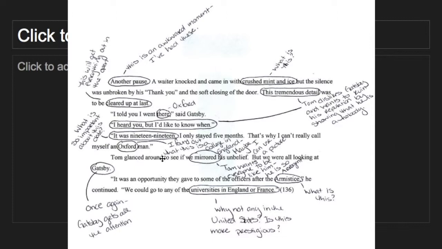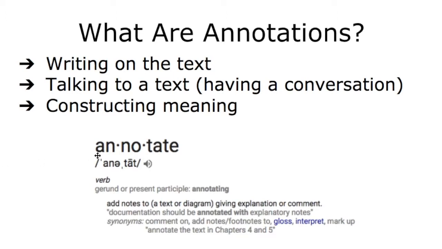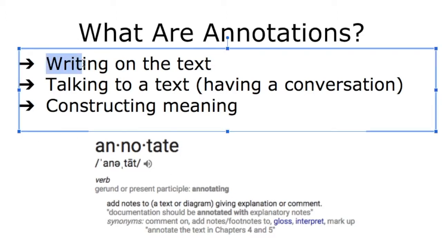So the next question you might be asking yourself, if you don't know already, is what exactly are annotations? The technical definition to annotate is down here, right at the bottom. And here's the definition: to add notes to a text or diagram giving explanation or comment. So that's the definition from the dictionary. I simplify it into these 3 bullet points of what it means to me.